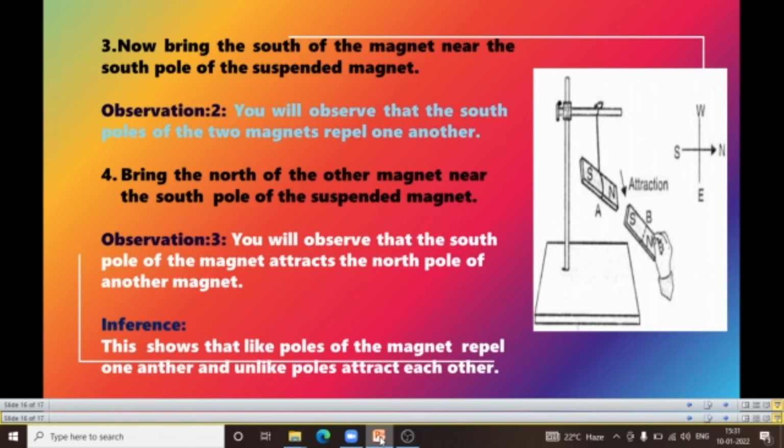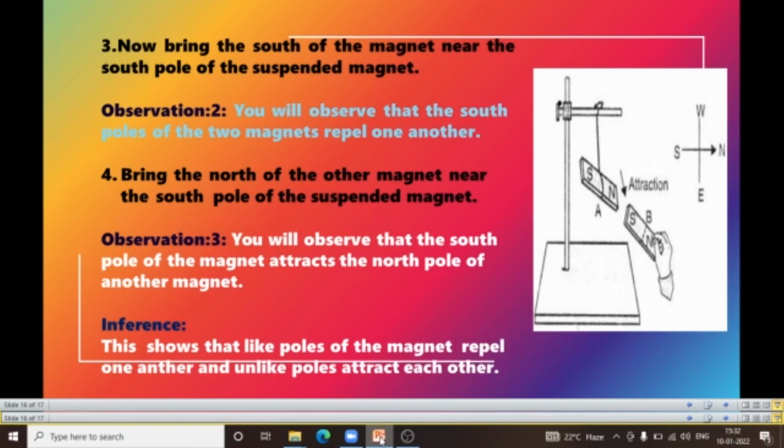Now bring the south pole of the magnet near the south pole of the suspended magnet. What happens? We can observe that the south poles of the two magnets repel one another. And then we are getting another example. Bring the north pole of the other magnet near the south pole of the suspended magnet. What happens there? We can observe that the south pole of the magnet attracts the north pole of the other magnet. So as a conclusion, we can say that like poles of the magnet repel one another and unlike poles attract each other.